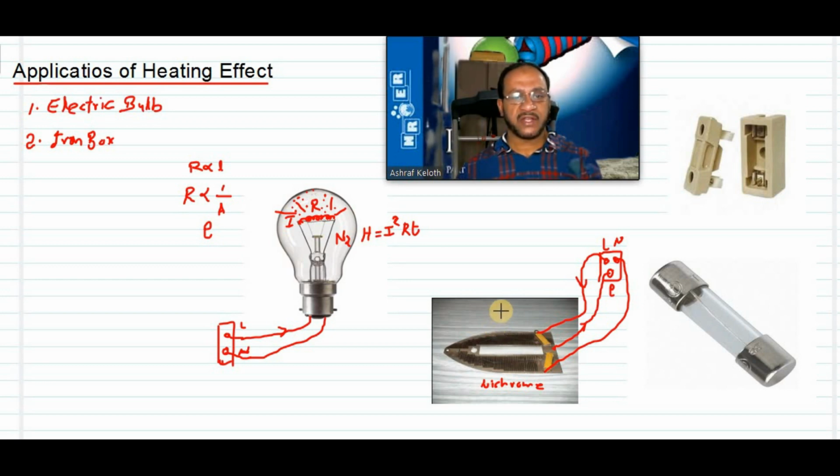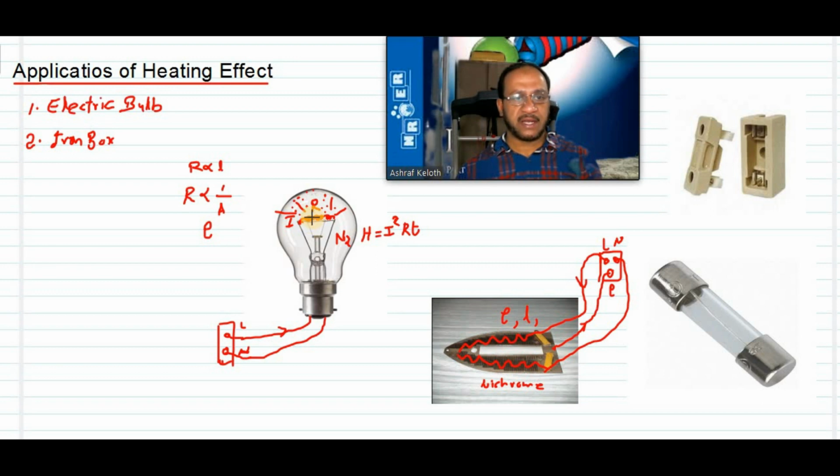Because of the high resistivity, the high rho value, its length is increased by making this zigzag shape. Then next, one more point is there. When it is heated in contact with air, you see in the bulb, can you heat this bulb in contact with air? Because it is a single metal.